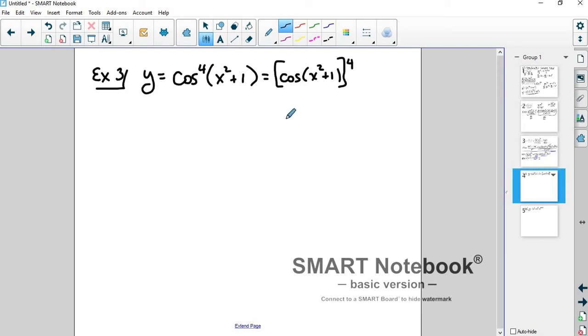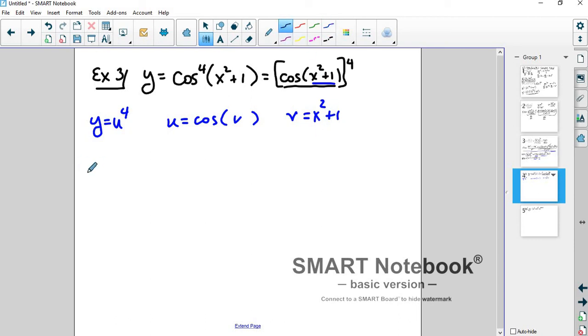Okay, so I have an inside function. This is my u, but wait a minute. If y is equal u to the 4th, what's u? U is equal to cosine of some stuff. Well, that means there's another inner function, x squared plus 1. This is a function inside of a function, so I need to call this like v, and then v is x squared plus 1. I have a chain rule. I have a double chain, and that's totally legal.